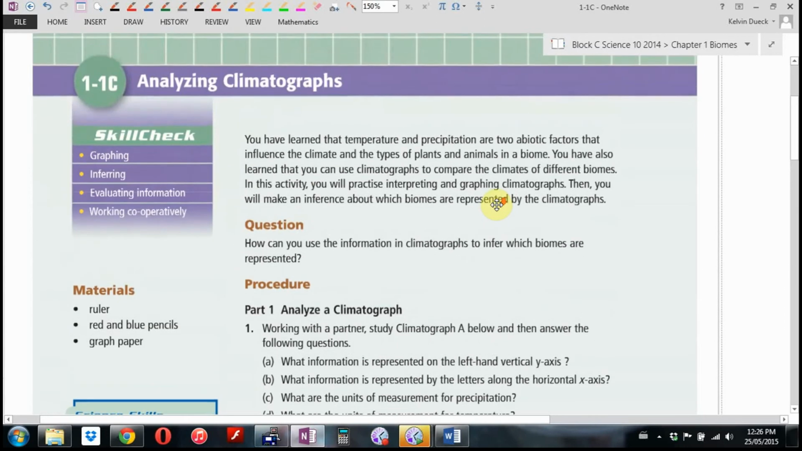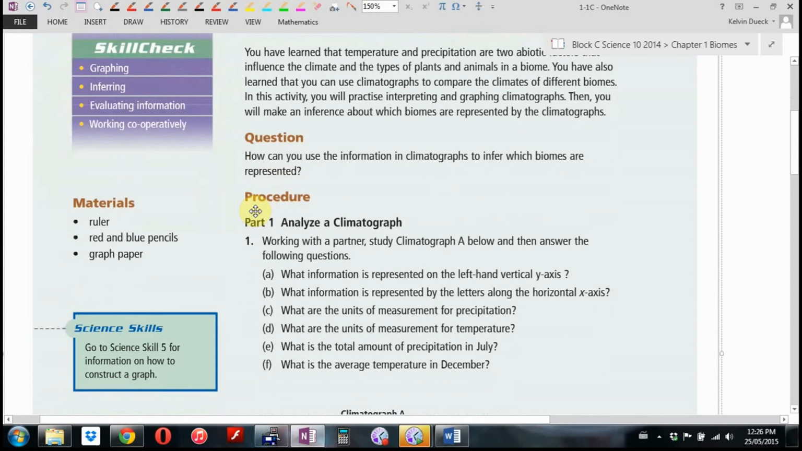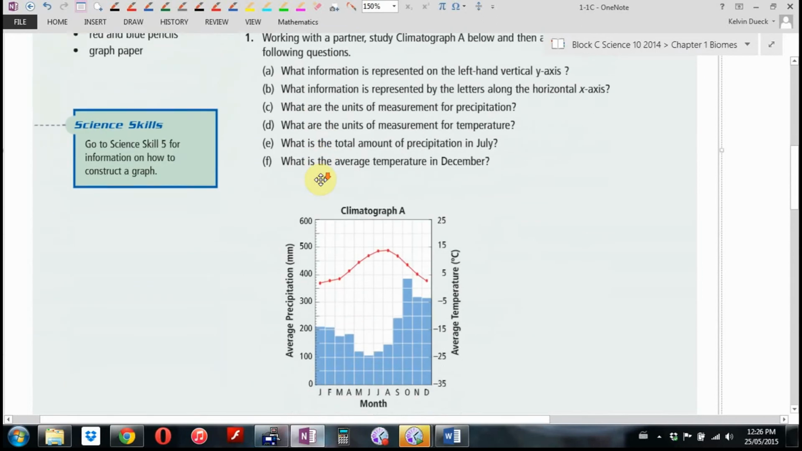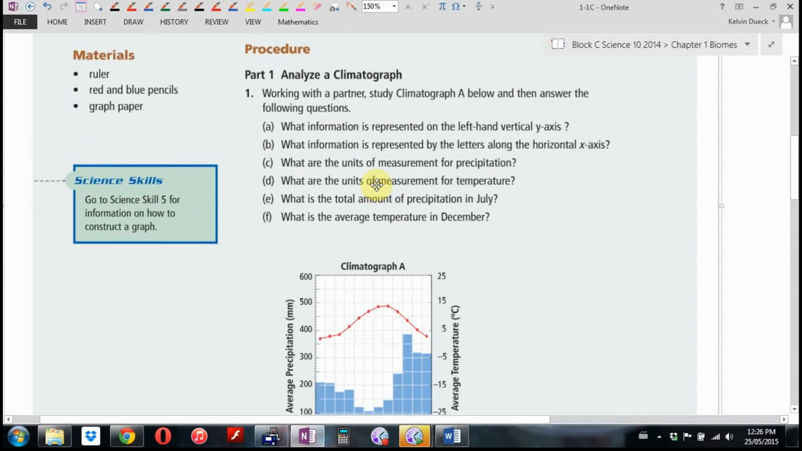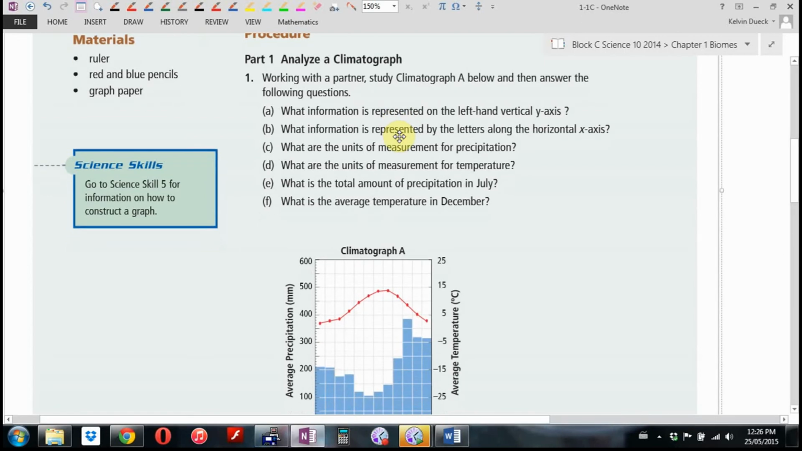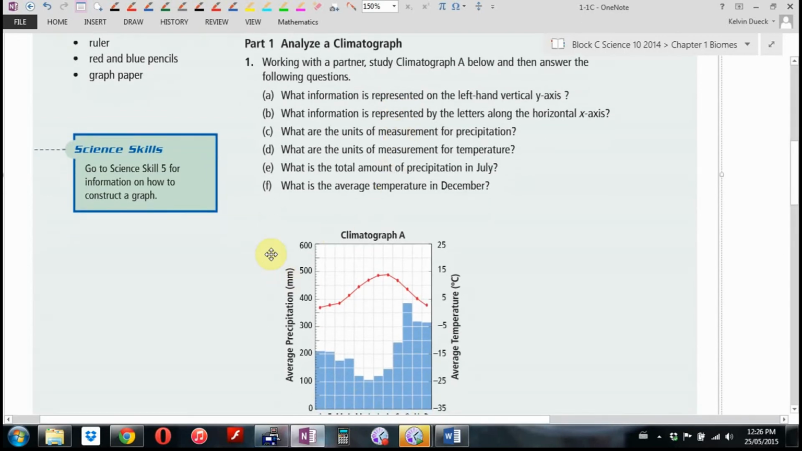So it says this, blah, blah, blah, procedure. Question, how can you use the information? I'm not going to have you do this as a formal lab write-up. This is more of an activity. So this is climatograph A, and it says, working with a partner, answer the following questions. I gave you a piece of graph paper, yes? You can answer these on the back of that piece of graph paper if you want, and hand it all in as one assignment. So 1A says, what information is on the left-hand vertical y-axis?